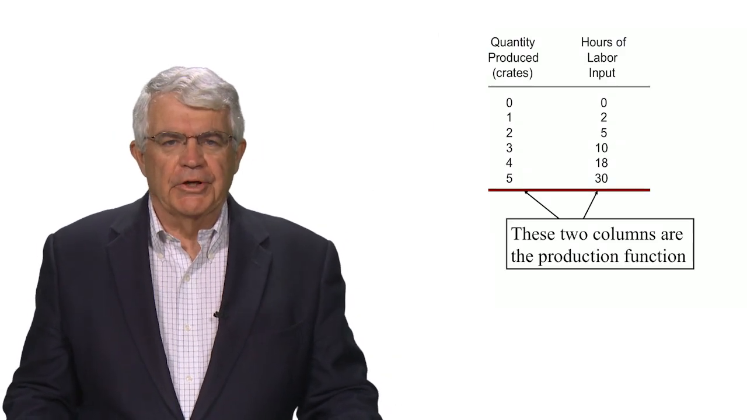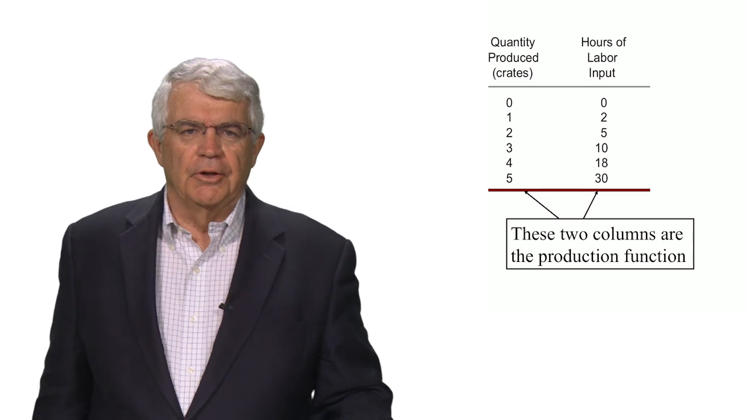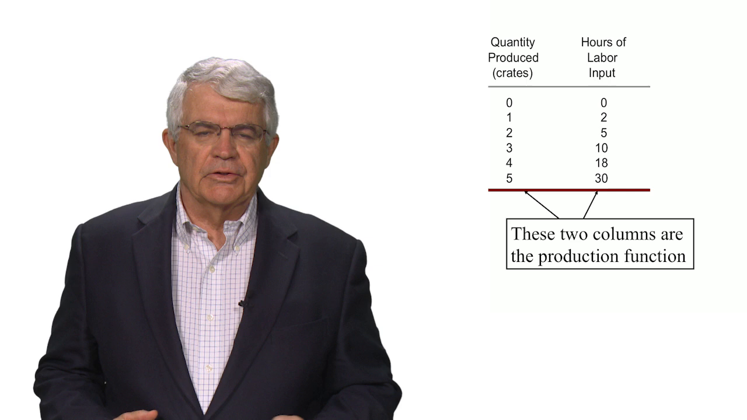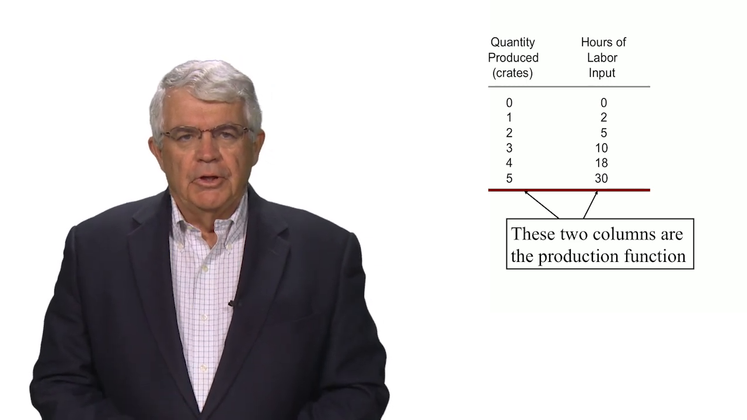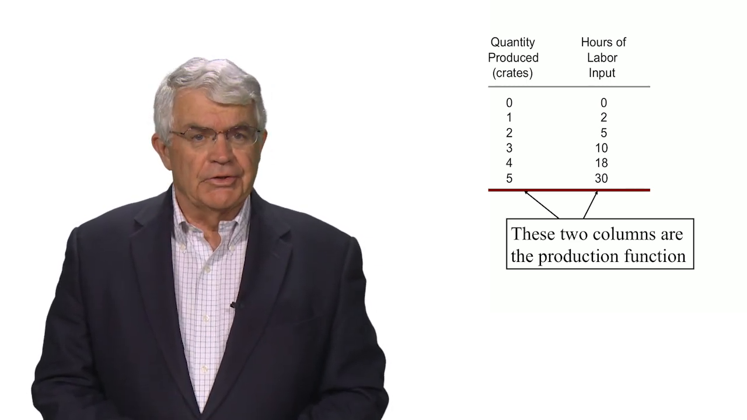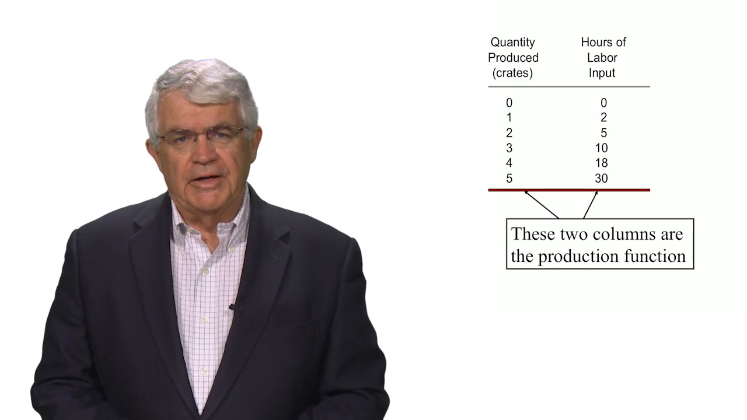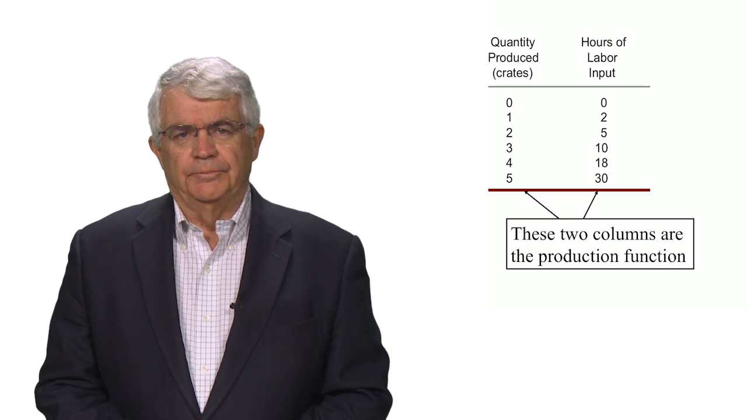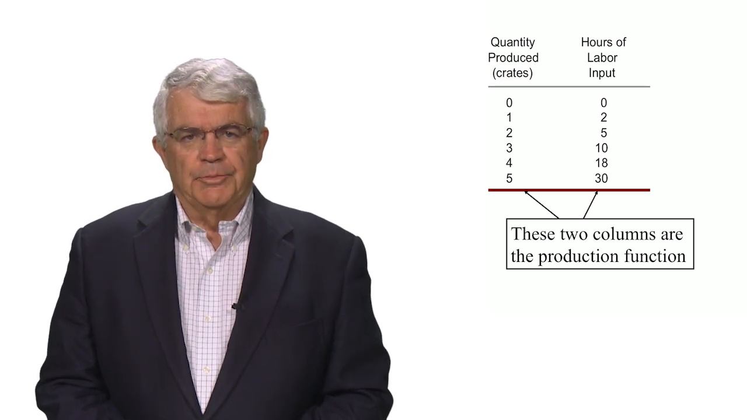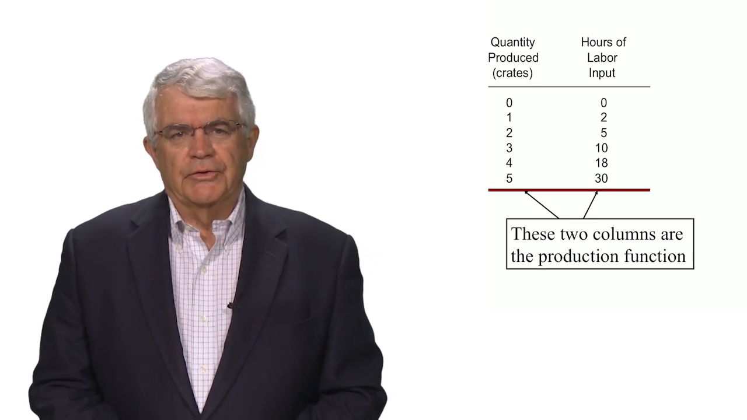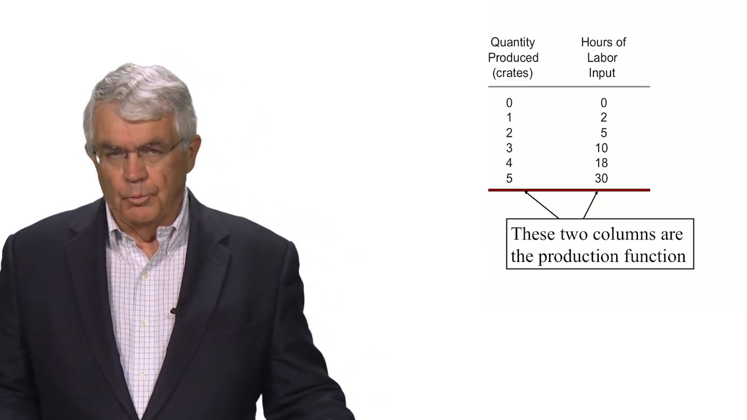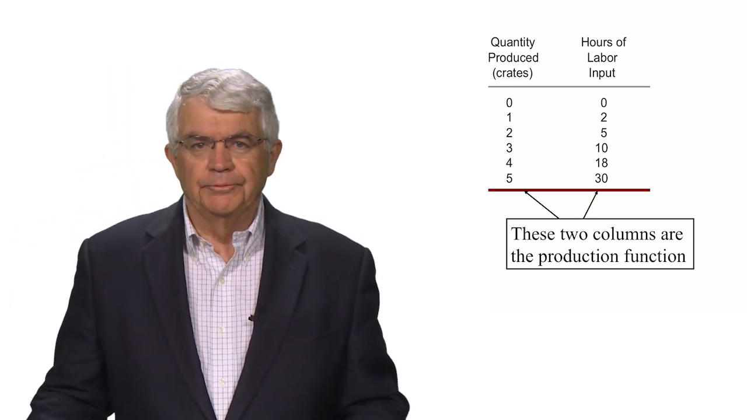Let's start again with the production function, with an example of crates of production of, say, pumpkins. As you can see in this little example in this table, as the amount of production increases from 0, 1, etc. up to 5, the amount of labor input to get that increases as well. For example, producing 2 requires 5 hours of labor input. Producing 5 requires 30 hours of labor input. More labor input means more output.